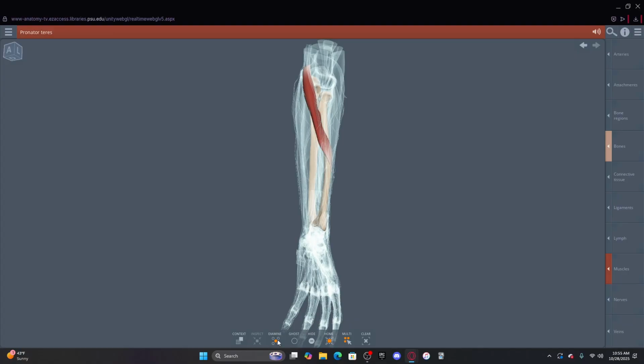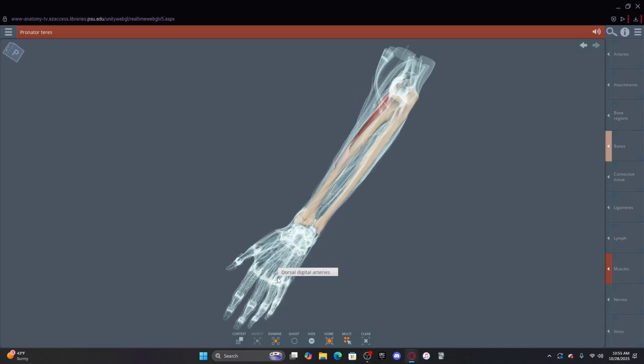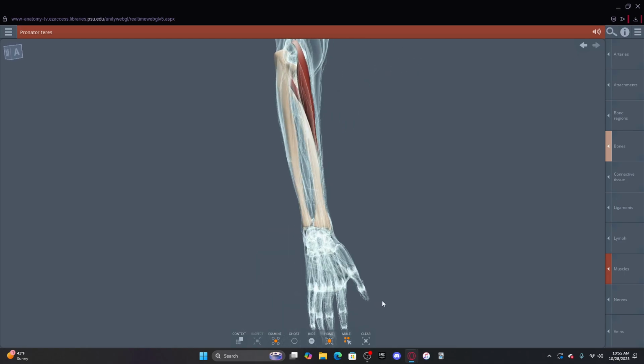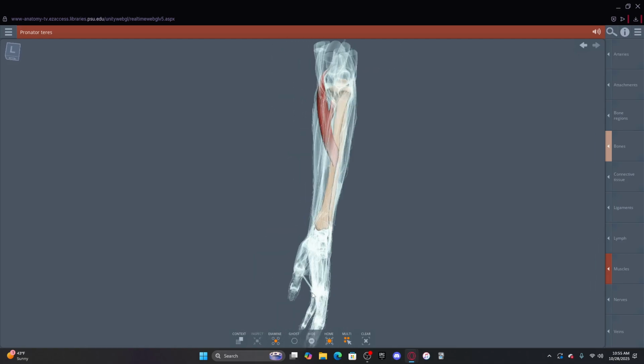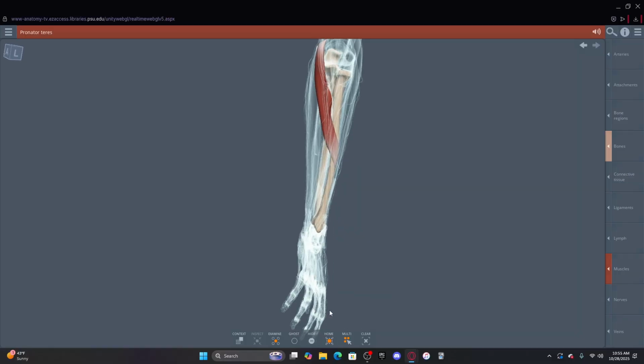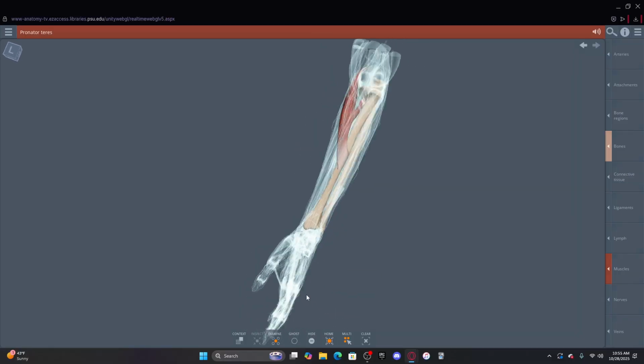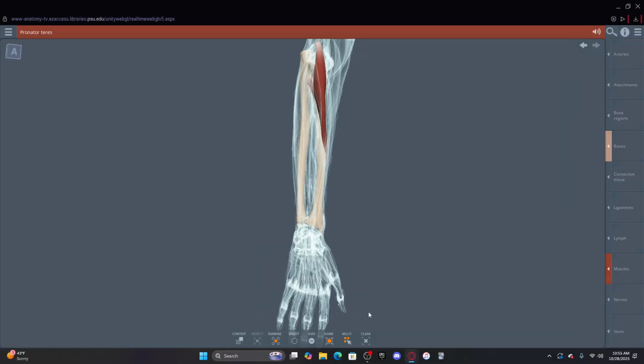The name is pronator teres, so it's going to be responsible for pronation, right? I can see it going from all those three locations, like I said, humerus, ulna, to radius, and you can see it going to the ulnar tuberosity, right? And then to the radius. This muscle is going to be responsible for pronation, as I said.